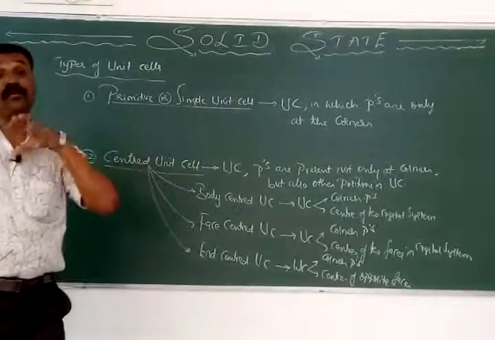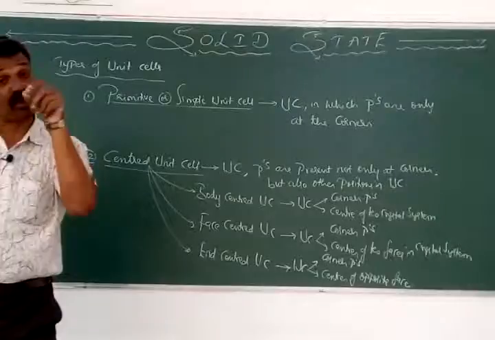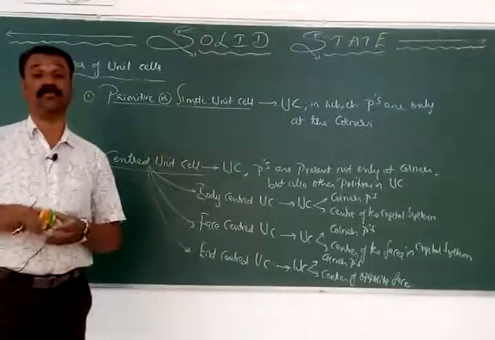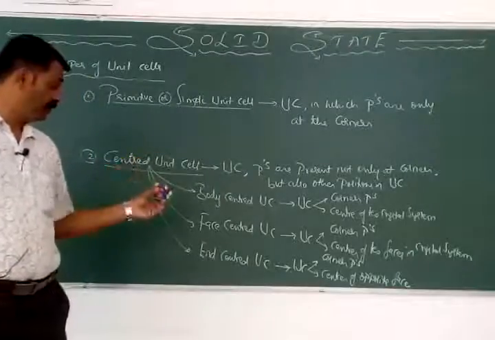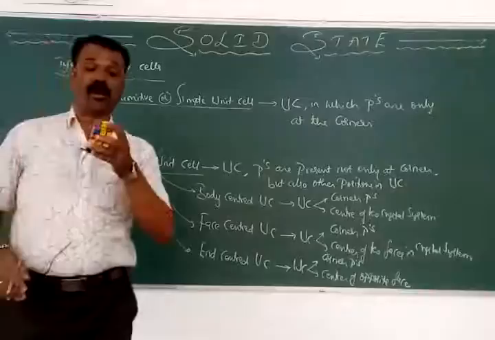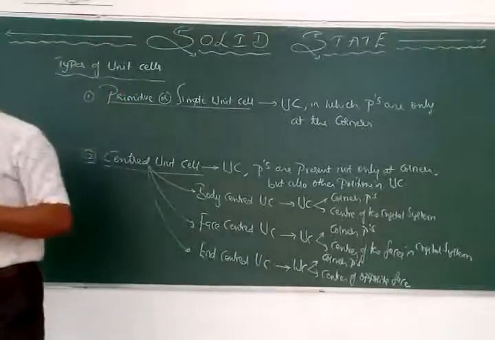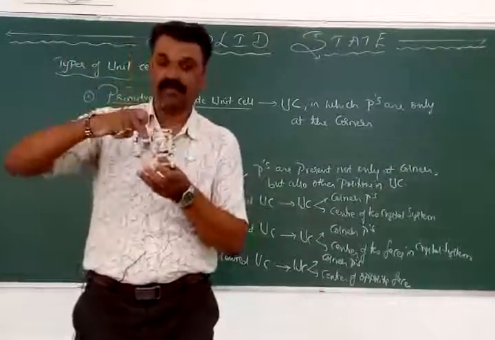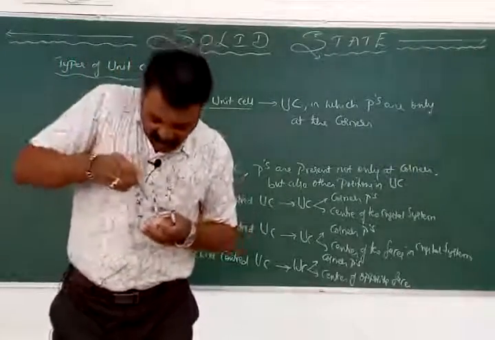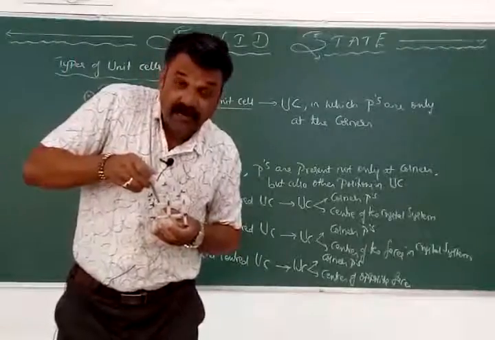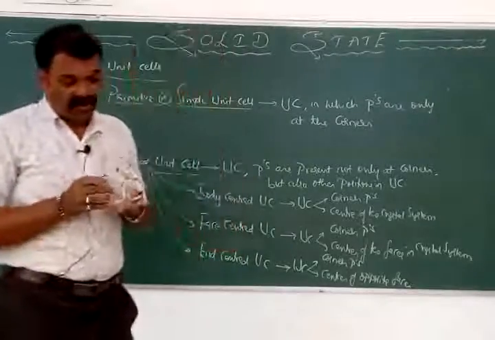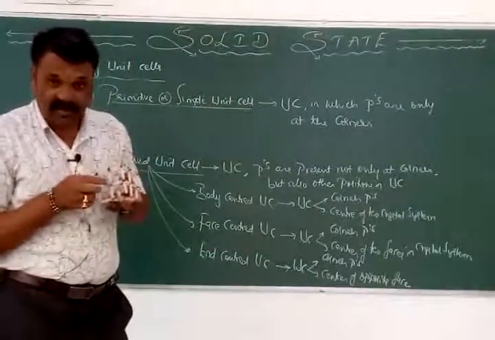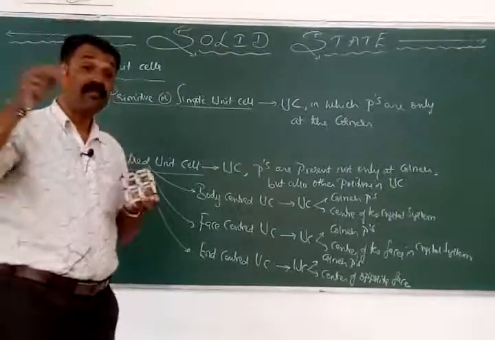Based on the presence of those particles with respect to the unit cell, we can have three different types of centers called body centered, face centered, and end centered. Apart from corners, if a particle is exactly at the center of the cube, that particle is called body centered. If it is at the center of a face, it is called face centered, because this is totally the face.